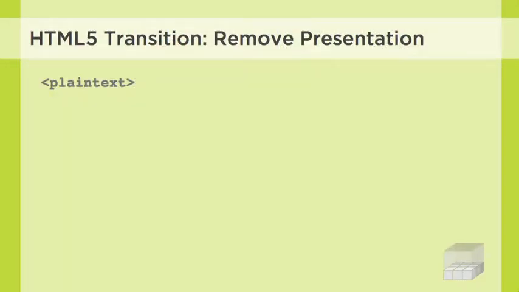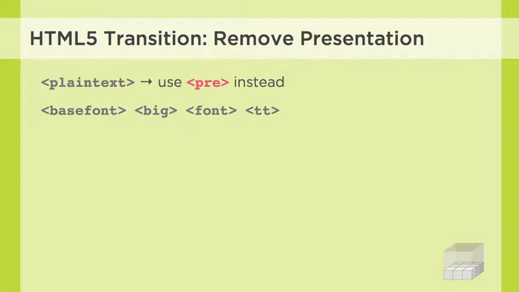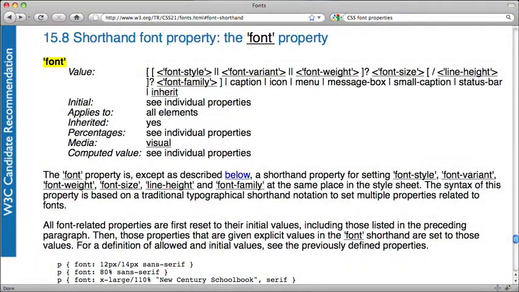Plain text tag. I doubt many of you have seen this or use it, but if you do, you need to start using the pre tag instead. Everything to do with fonts, you need to not have in your markup anymore, whether it's basefont, the big tag, the font tag, or the tt tag. You need to drop those and switch instead to just using the CSS font properties. They work much better, they're much more powerful, and they're much more maintainable. You might be wondering, what about the small tag? Well, we'll get to that in a later section.